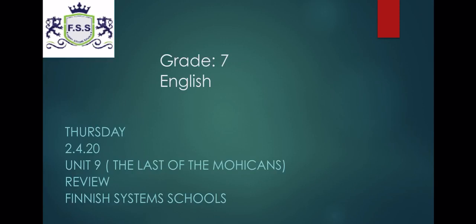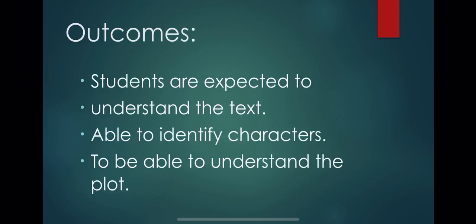It is a review for pages 220 and 221. This is an English lesson at Finnish Systems Schools. The outcomes that are expected for students to have after this lesson are to understand the text, to be able to identify the characters in the novel, and to be able to understand the plot and the summary.